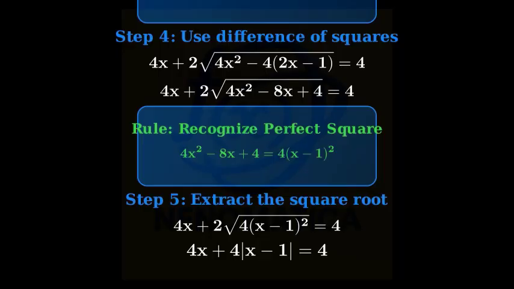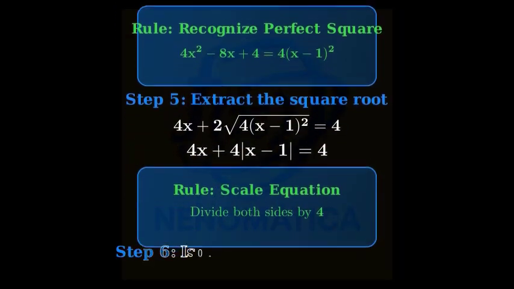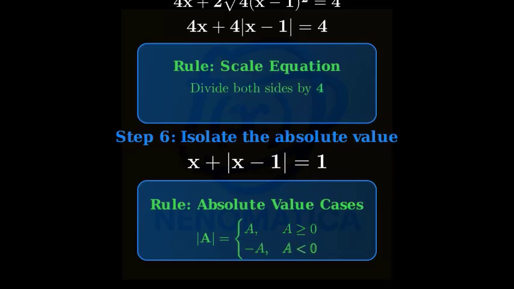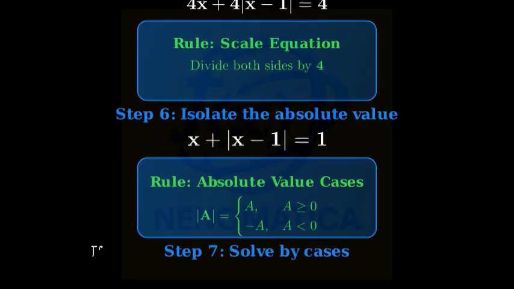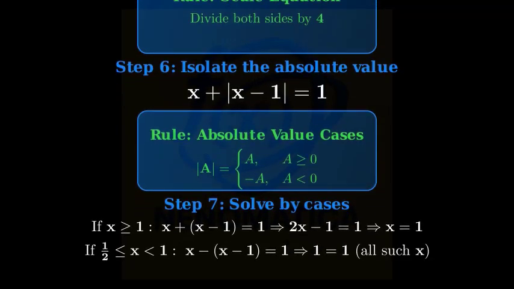Step 6. Divide both sides by 4 and simplify. We obtain x plus the absolute value of x minus 1 equals 1. Step 7. Solve the absolute value equation by cases, remembering the domain x at least 1/2. Case 1. x at least 1: x plus x minus 1 equals 1, so x equals 1. Case 2. 1/2 less than or equal to x less than 1: x minus (x minus 1) equals 1, which is an identity, so every x in that interval works.